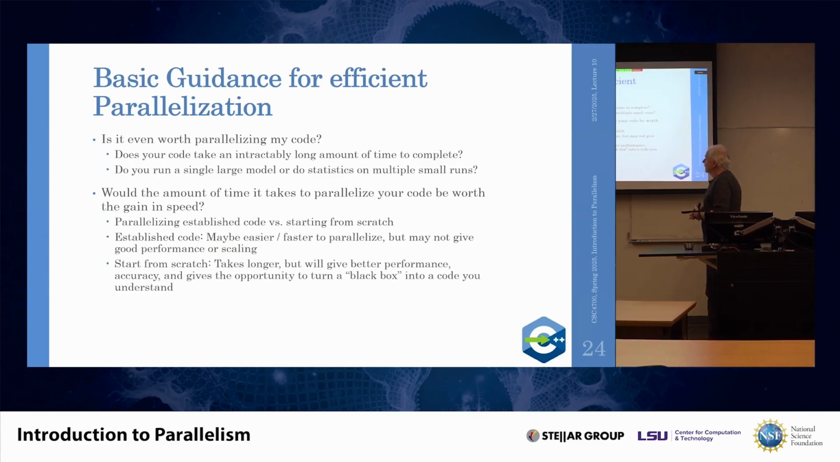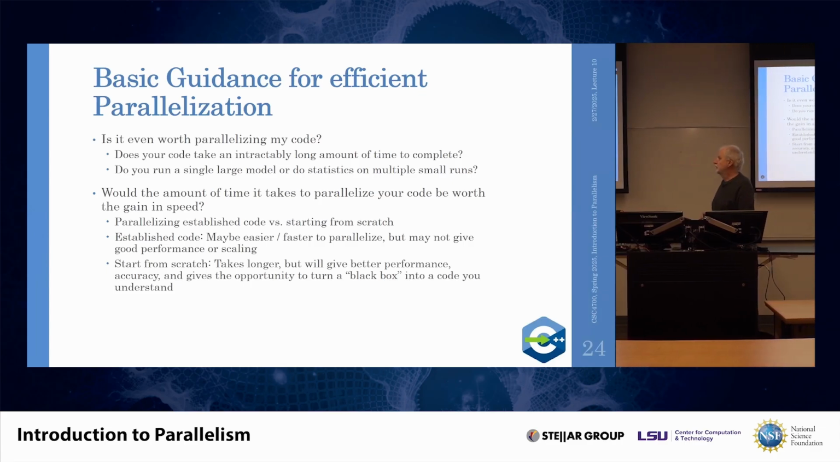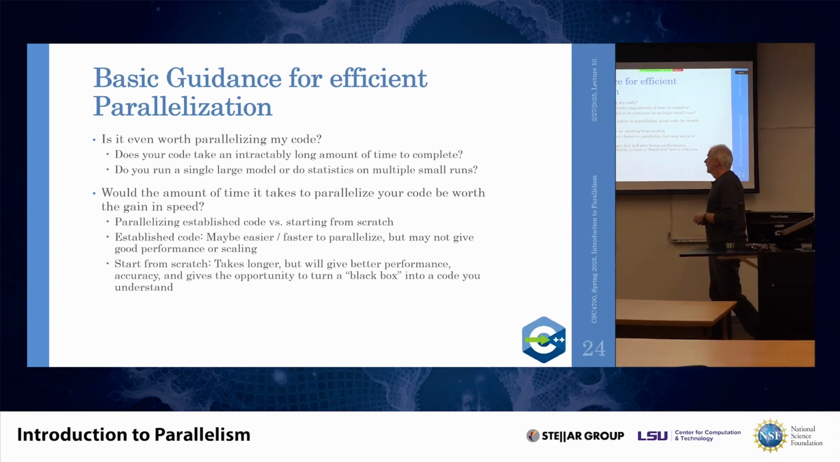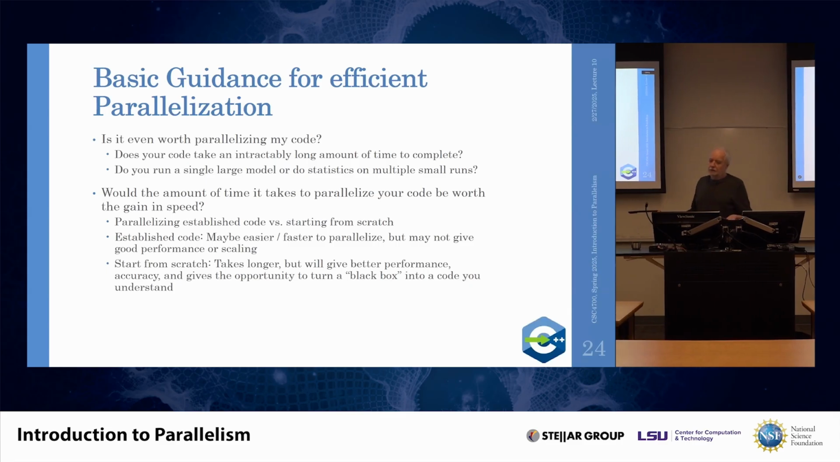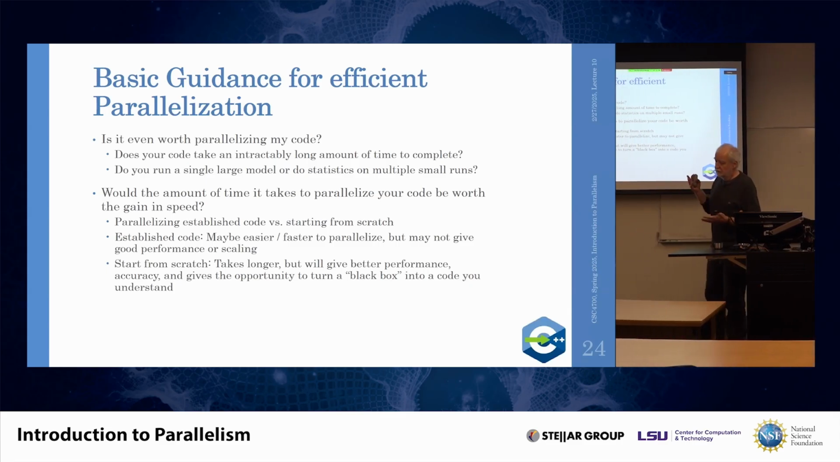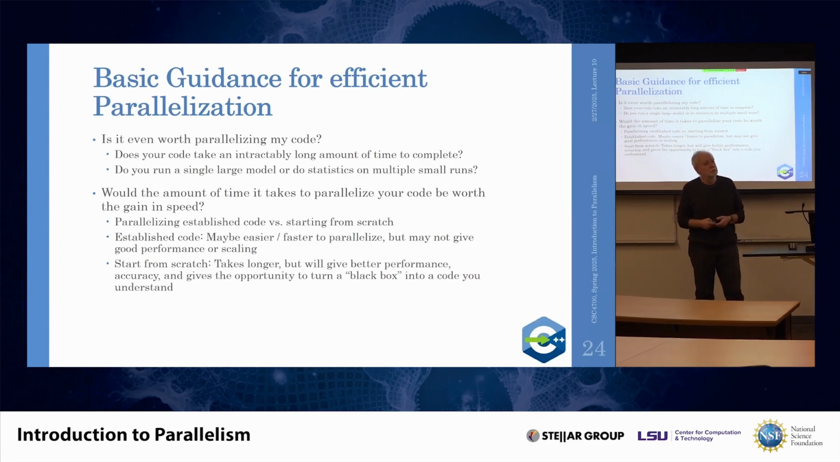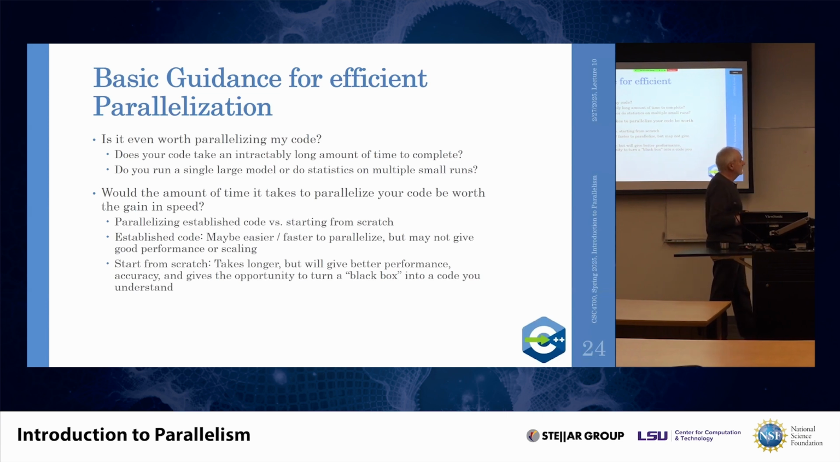So what are the basic guidance or the basic criteria for efficient parallelization? First of all, you have to ask yourself, is it worth doing? Does the code take a very long time to execute to even start parallelizing it, right? If the code runs for a second, there's probably no point in parallelizing it because you wouldn't even notice even if it ran 10 times faster.